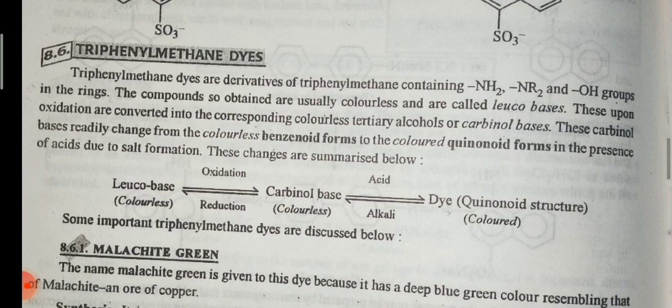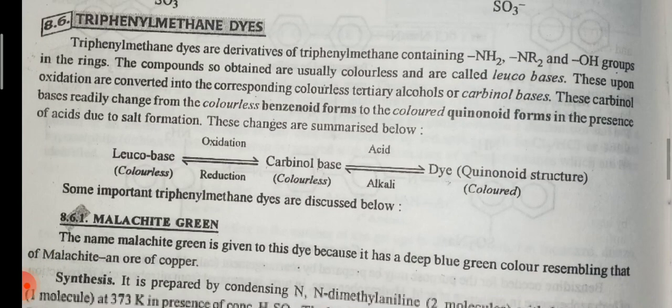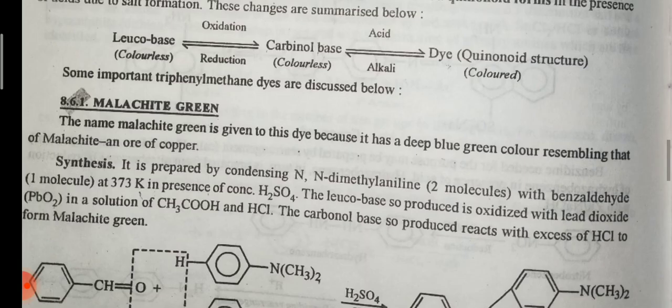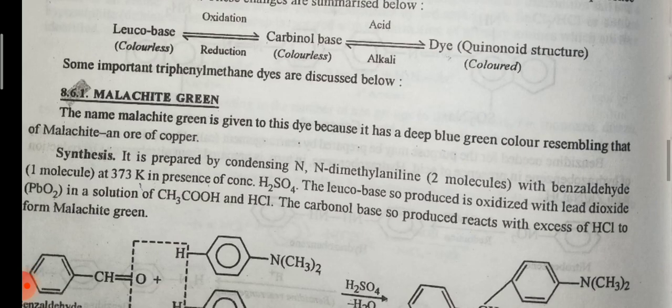Leuco base (colorless) is in equilibrium, by oxidation/reduction, with carbinol base (colorless), which is in equilibrium, by acid/alkali, with the dye, quinonoid structure (colored). Some important triphenylmethane dyes are discussed. Malachite green. The name malachite green is given to this dye because it has a deep green color resembling that of malachite, an ore of copper.